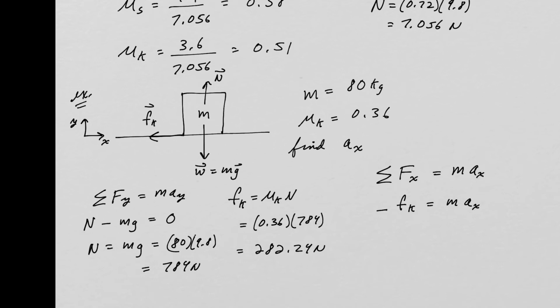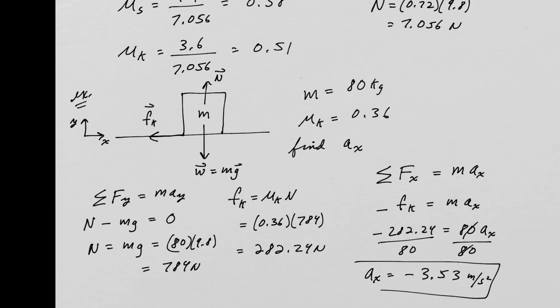You can either solve now for ax or you can plug things in. Let's just plug things in. So this is going to be negative 282.24 is equal to 80 times ax. And then finally, if I divide both sides by 80, that cancels. I'm going to get my acceleration, and it should be negative, which makes sense. In this case, it's going to be negative 3.53 meters per second squared. So that would be the acceleration of that object.